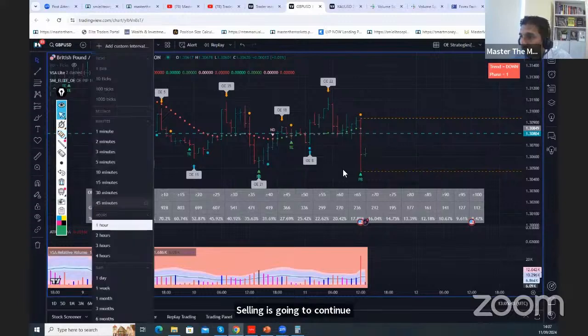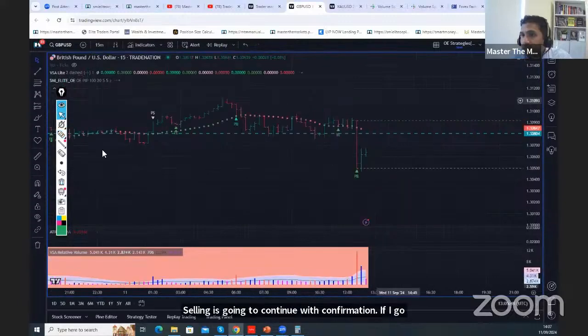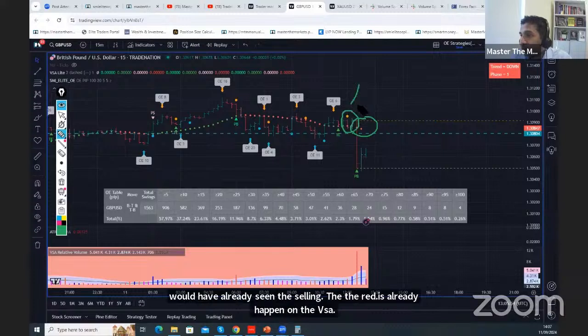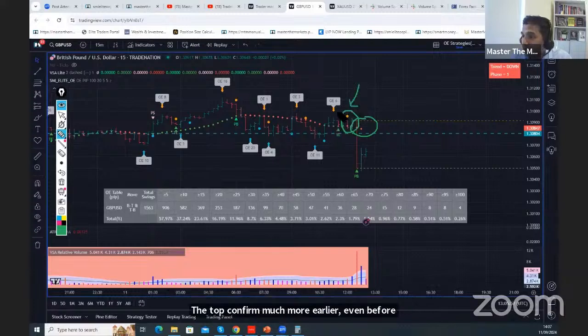If I go on to the 15-minute, you would have already seen the selling, the red dot has already happened on the VSA. The top got confirmed much earlier, even before the news. But remember, this is not a buy and sell indicator. You have to use it in combination with the parameters we're teaching you here.